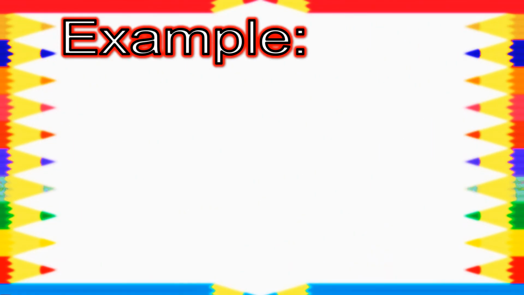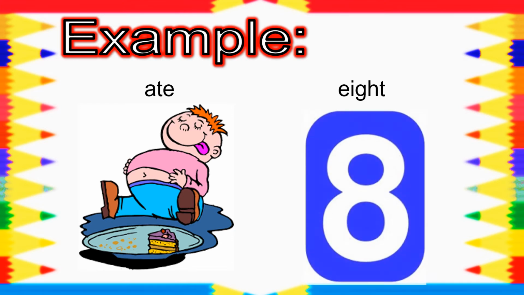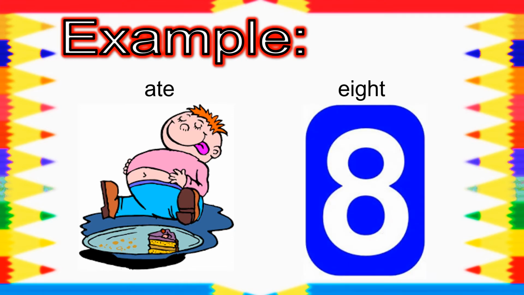Another example, we have the word ate and eight. The first one, if you look at the picture of the boy, he finished eating. So if you look at the plate, it's almost empty. So the word ate is referring to the past tense of our verb eat. So it's an action word. Now the second word eight is referring to a number.